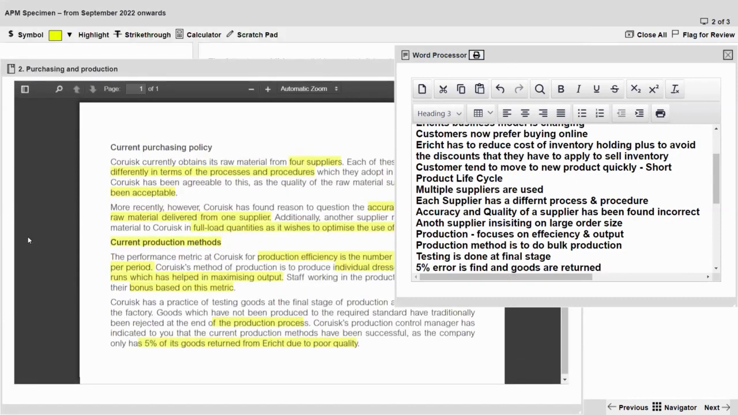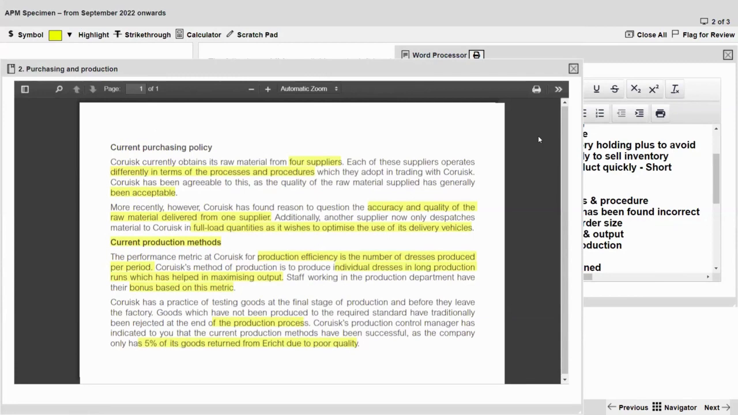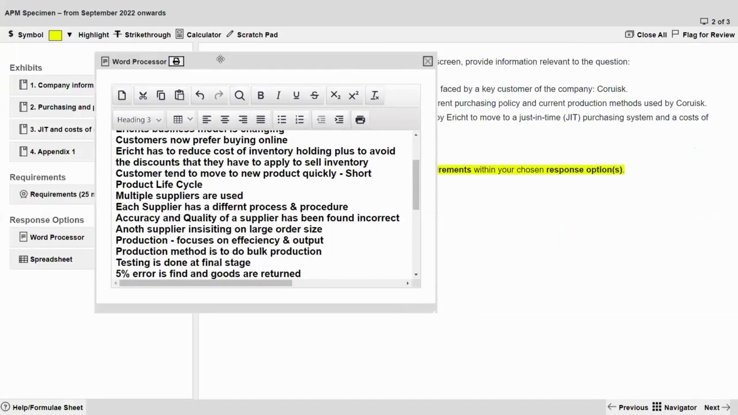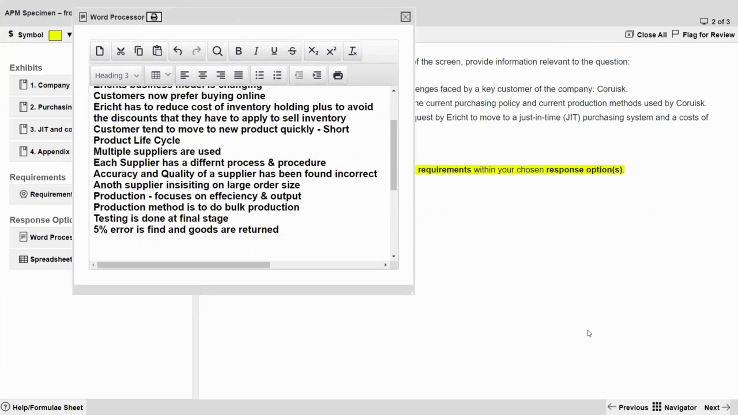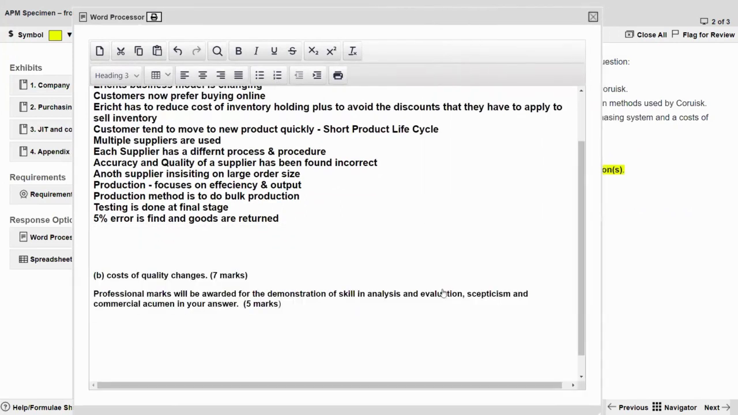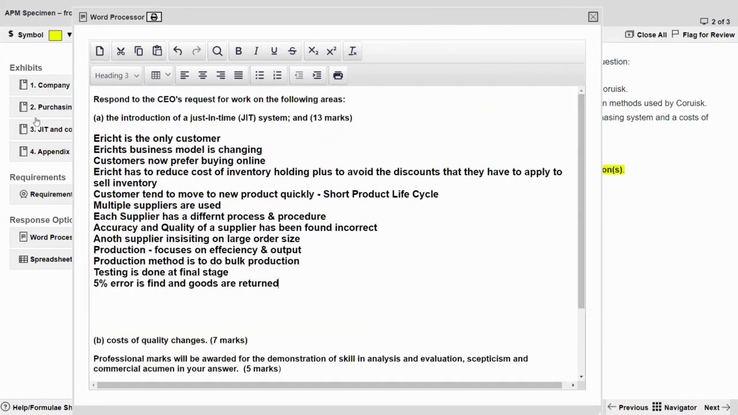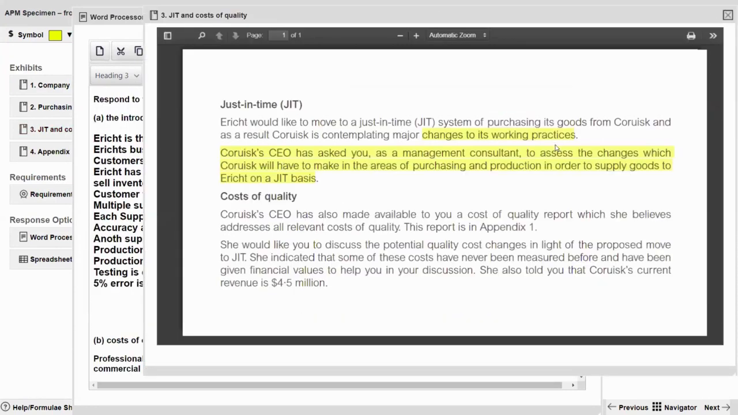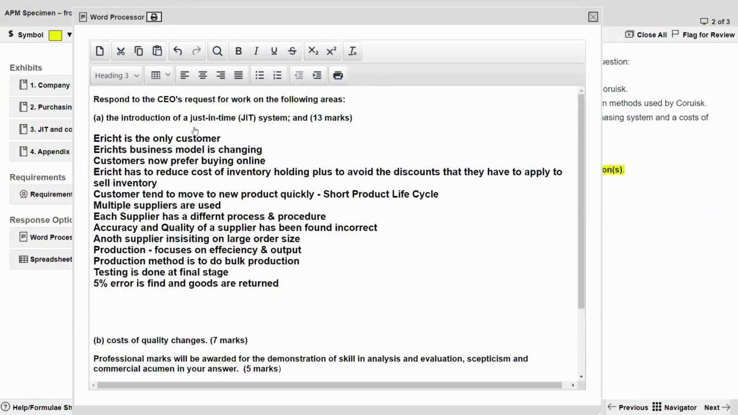Now, what is it that I have done? I have listed down all the things that actually need to change. So you would now see that you could create the whole story around it. Because what was the CEO asking? He says, as a management consultant, assess the changes which Corvus will make in the areas of purchasing and production in order to supply goods to Erit on a JIT basis. So how would I write down the answer? I would write down my answer like this.